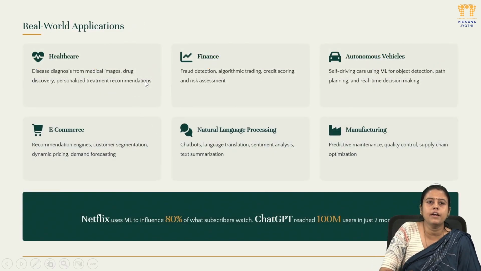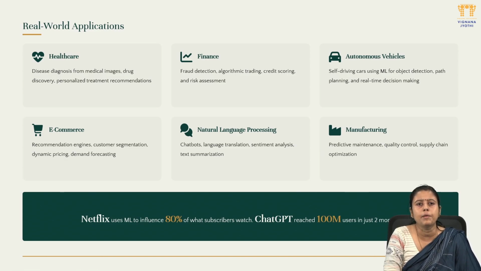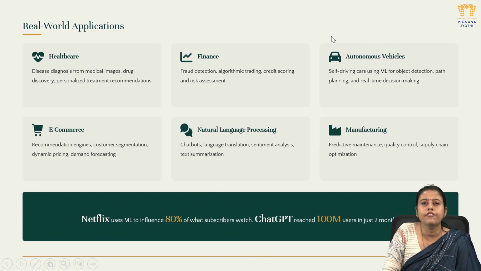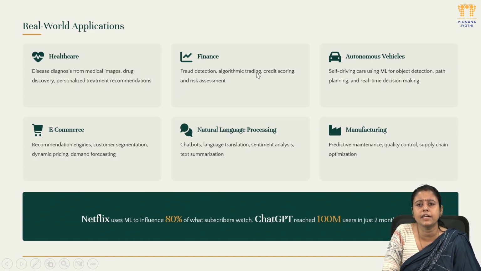So what are the real world applications? First, a very huge application in healthcare, and a lot of research is going on for disease diagnosis, cancer treatment, medical imaging, drug discovery, personalized treatment, and recommendation. In finance, there is fraud detection, algorithmic trading, credit scoring, and risk assessment. In finance we also use prediction, especially different types of regression models.